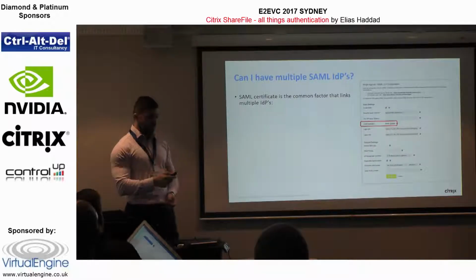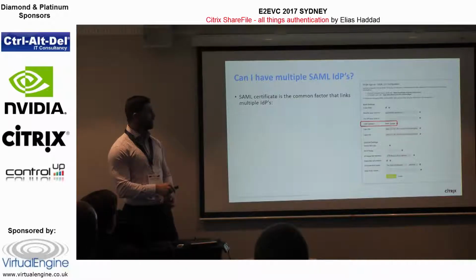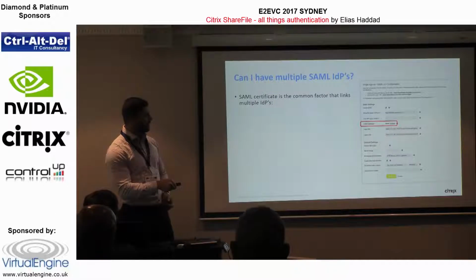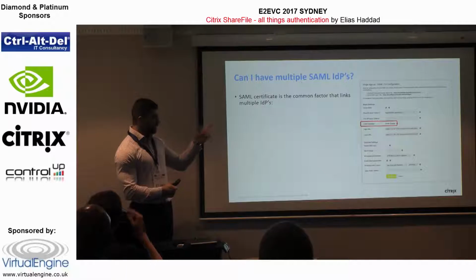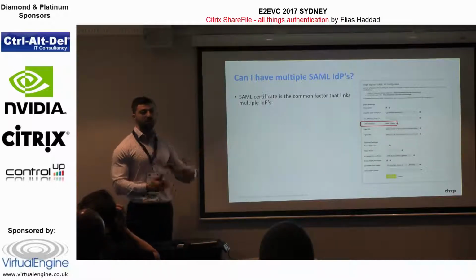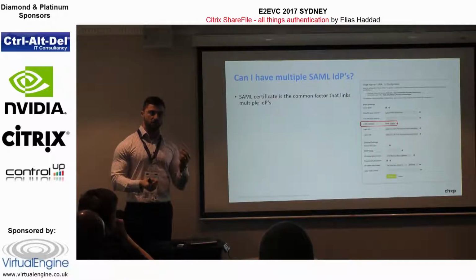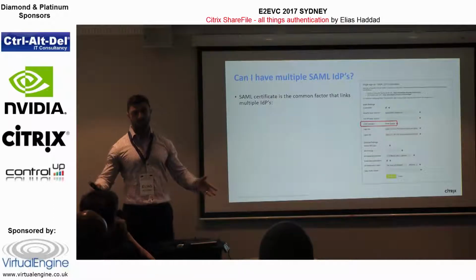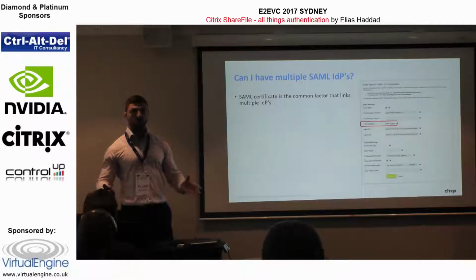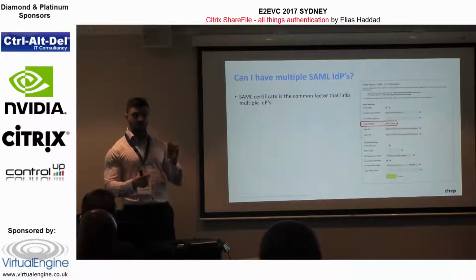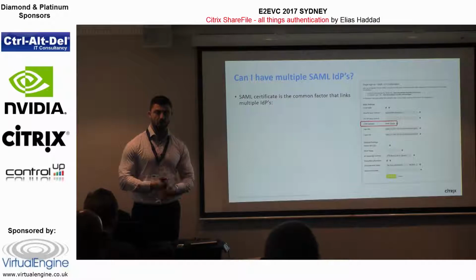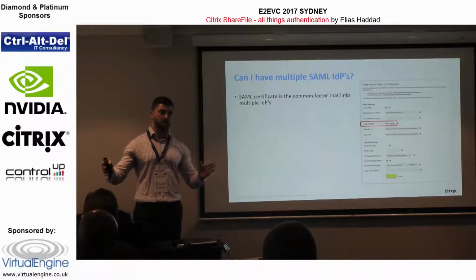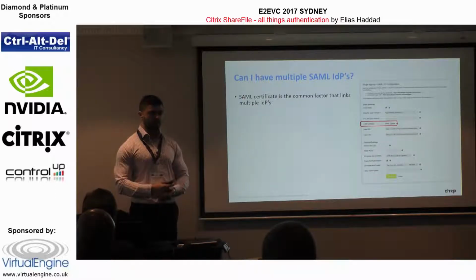So in this example here, what I've got is the X509 certificate. That's a configuration screen from inside the ShareFile web interface. That X509 certificate that you see there, that is the SAML certificate. And that is the common element between the different SAML identity providers that you use to link them all to each other. So provided the SAML certificate that you're using in this area is common across the different identity providers, then yes, you can have multiple identity providers.